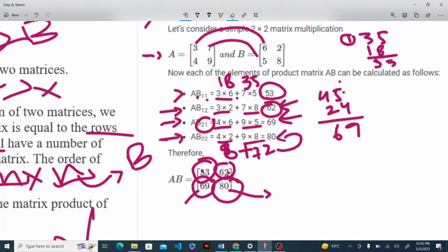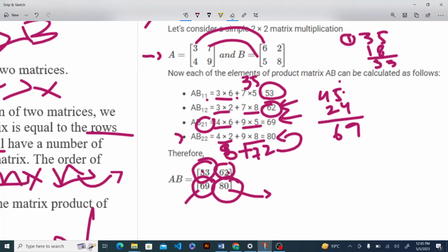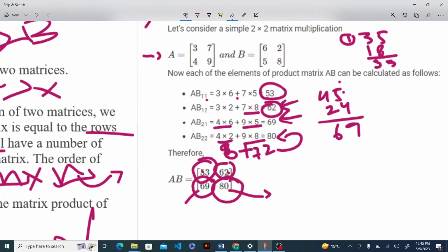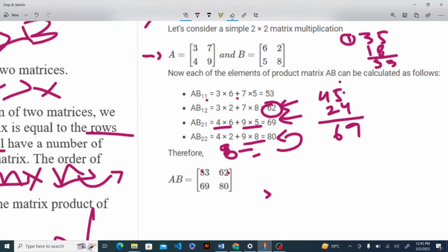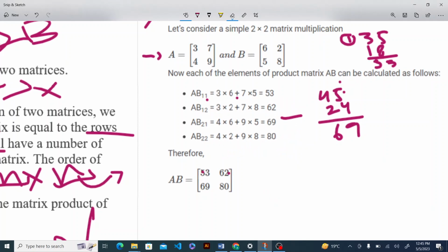Okay, now let's do an example. Do another example.